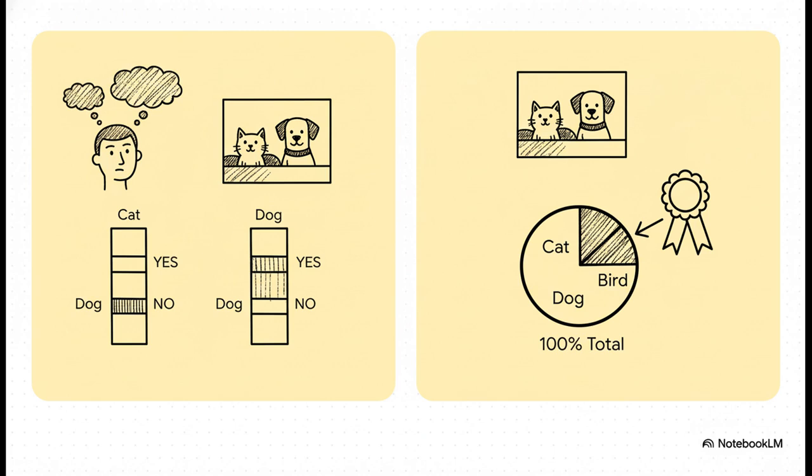But then, on the other hand, you have softmax. And this is a totally different game. Here, the team is forced to make one single choice. They have to spread 100% of their confidence across all the options. So only one can win. The final answer becomes something like, okay, team, we're 70% sure it's a cat, 20% a dog, and only 10% a bird.